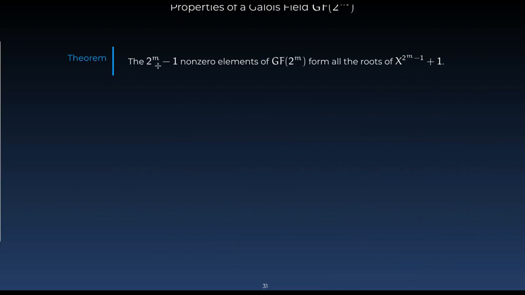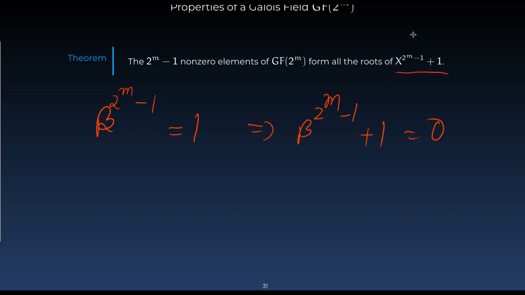The next theorem is that the 2^m minus 1 non-zero elements of GF(2^m) form all the roots of x^(2^m - 1) + 1, and it is actually very easy to prove. We already know that if beta is an element of GF(2^m), then beta^(2^m - 1) will be equal to 1, right? This is always going to be equal to 1, isn't it? So from here you can say that beta^(2^m - 1) + 1 is also equal to 0, isn't it? So beta is a root of x^(2^m - 1) + 1. The degree of this polynomial is 2^m minus 1. So all the non-zero elements of this Galois field GF(2^m) will be the roots of this polynomial.